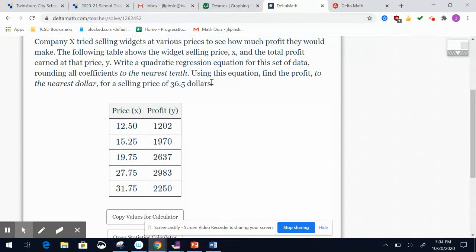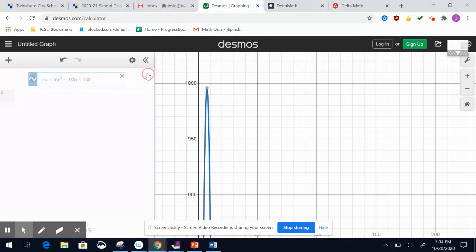And then it's asking you to answer the question. Well, what are they asking? Using this equation, find the profit to the nearest dollar for a selling price of 36.5. So for this problem, they're asking you to plug in 36.5. Okay, so y equals negative 12.9 times 36.5 squared plus 629.2 times 36.5 minus 4656.5. So I would go back, I'd plug that into Desmos just like this.